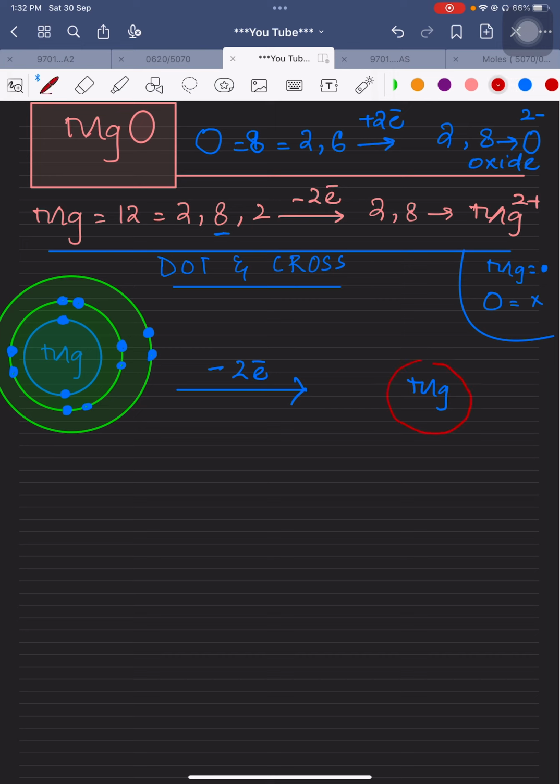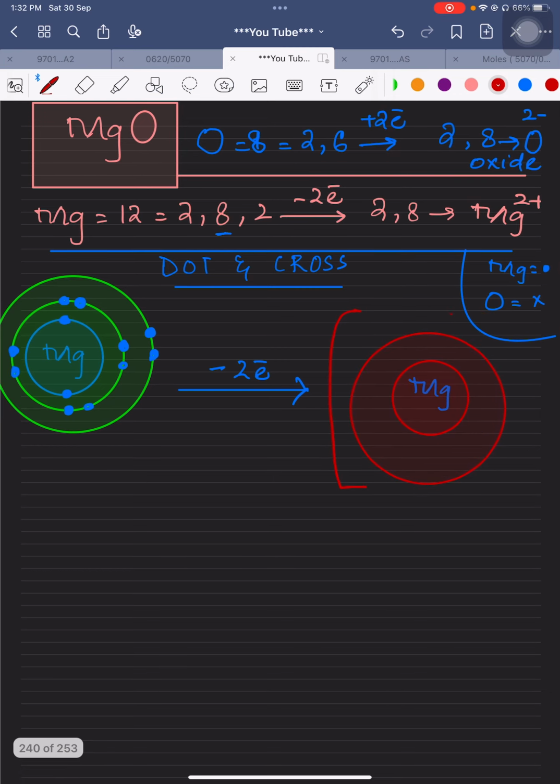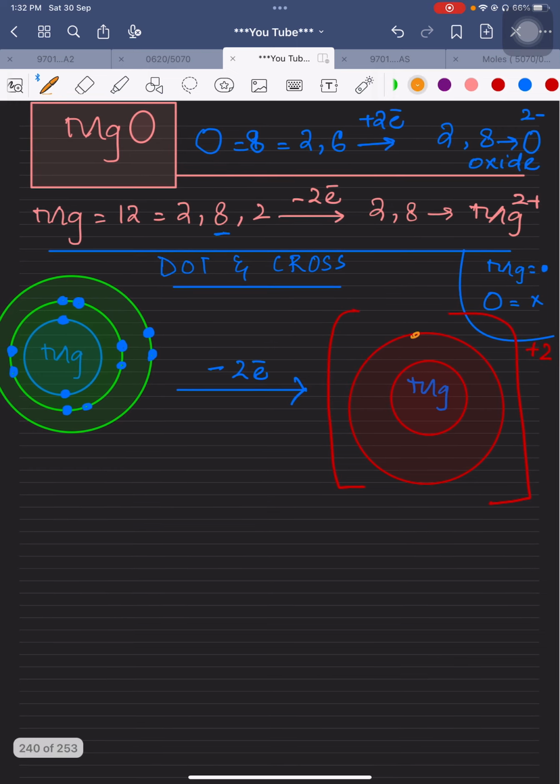Now it is the first shell, it is the second shell. All right, and this is the square bracket with the +2 charge at the top. We can see the electrons are there. The 2 electrons will be there in the first shell, whereas 8 electrons will remain in the second shell. Only the 2 electrons lost are these 2 electrons, very clearly.